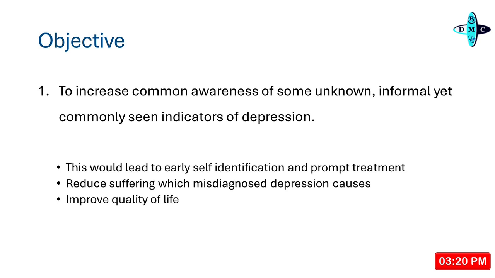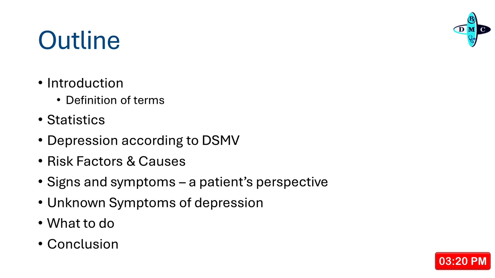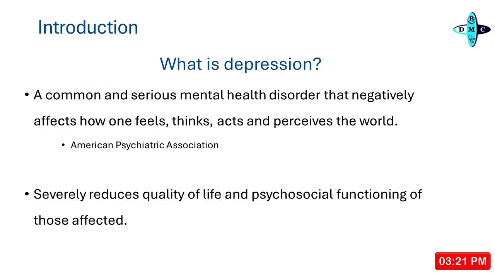So I'll be using this outline. I'll start with an introduction, I'll mention statistics, I'll define depression according to DSM-5, talk briefly about risk factors and causes, then we'll listen to a patient's perspective, so that it won't be me talking. You'll listen to a video of a real patient explaining what it feels like to have depression. And then we'll go into the real topic of today, which is what are these common but unknown indicators of depression, and what to do, and then I'll conclude. So we'll start with the introduction.